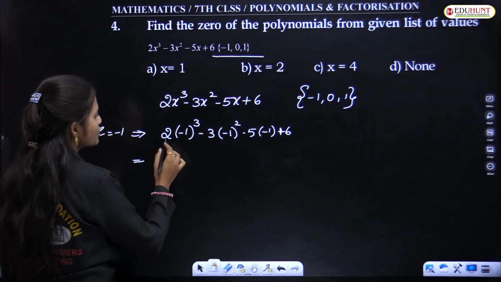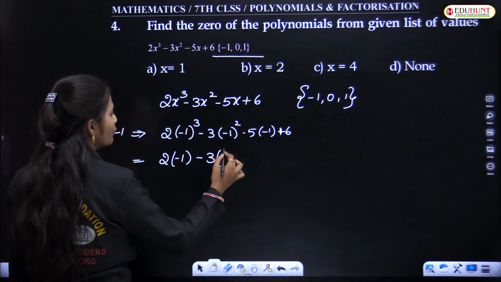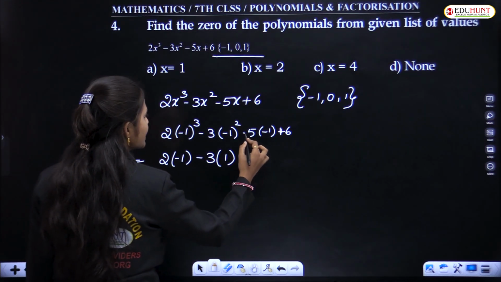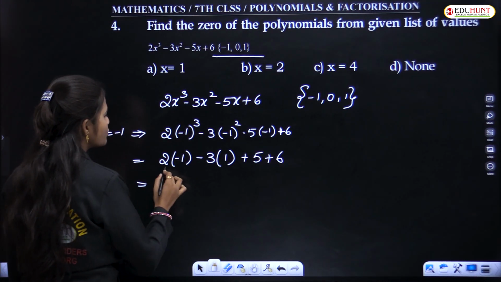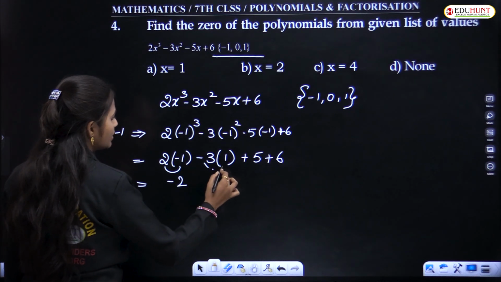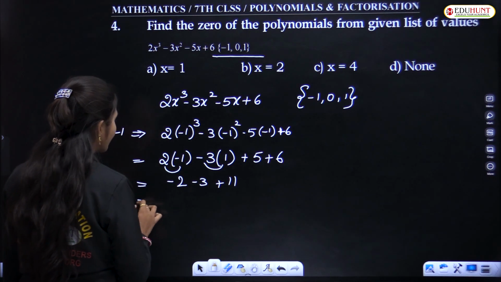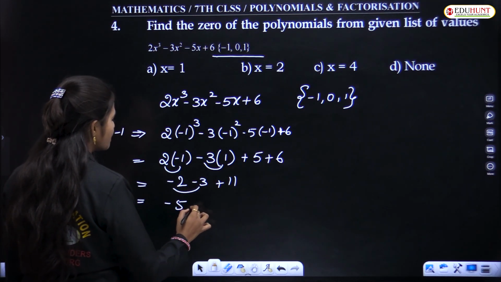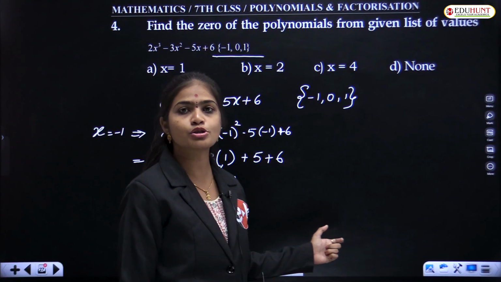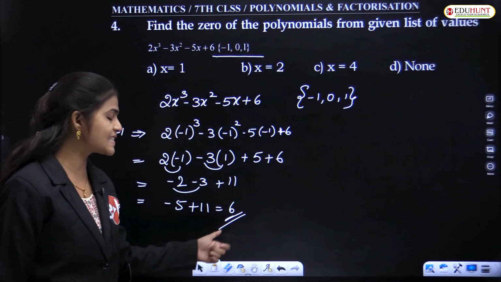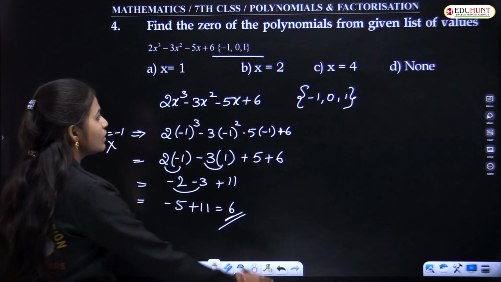Okay. So which is equal to 2 into minus 1 whole cube, which is minus 1, minus 3 into minus 1 whole square is plus 1, minus 5 into minus 1 is plus 5, plus 6. So 2 into minus 1 is minus 2, 3 into 1 is minus 3, plus 5 plus 6, which is 11. So minus 2 minus 3 is minus 5, plus 11, which is equal to 6. But roots mean the value should be equal to 0, and here we got 6, no? So that's why this is not correct. So x is not equal to minus 1. Let us check another one.